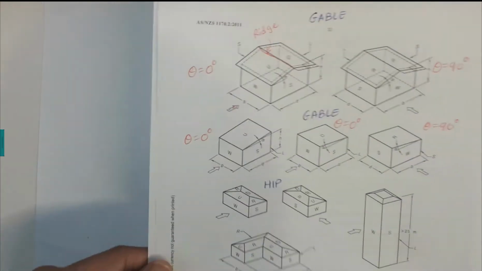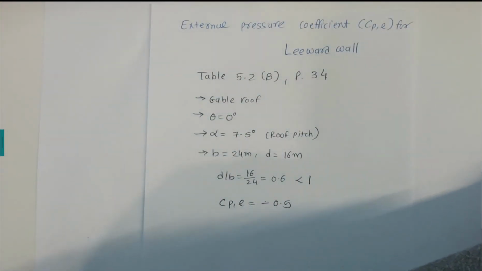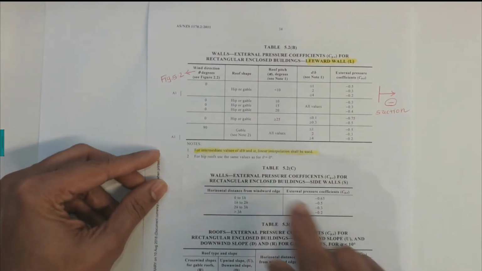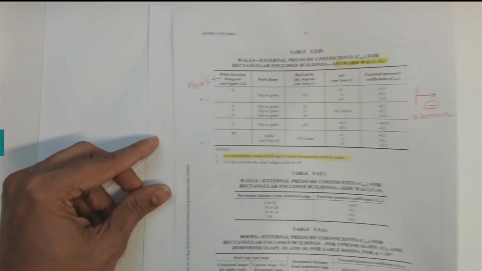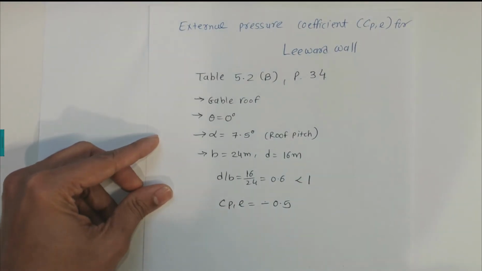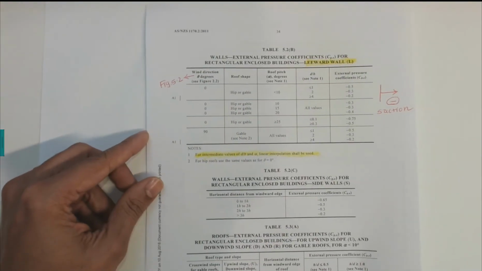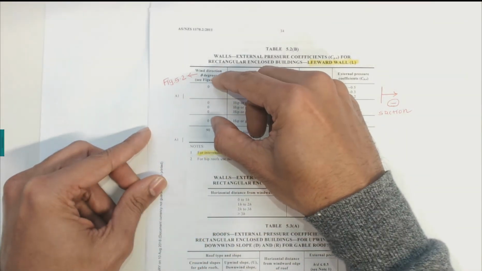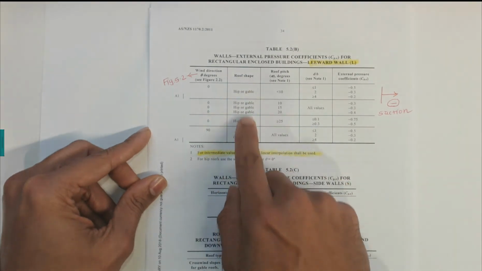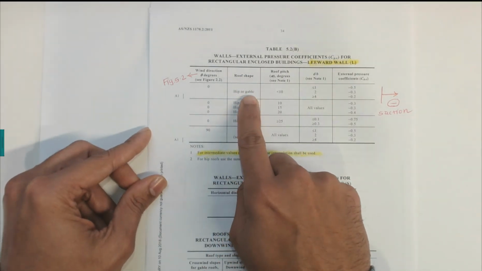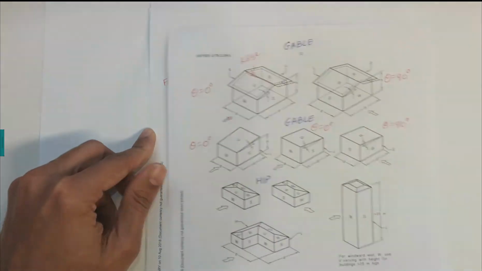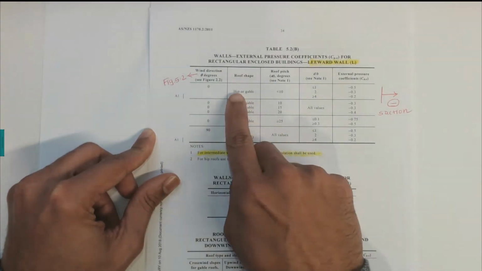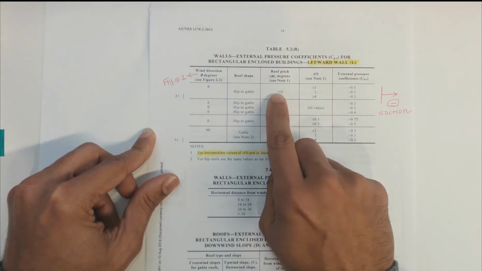So we found here from figure 5.2 that theta is equal to 0. We are not considering the other case, so we are in this category. Now roof shape is hip and gable, so in our case, our roof is in this scenario. It's a gable roof, and the roof pitch alpha is given.